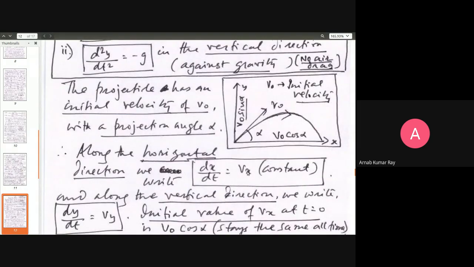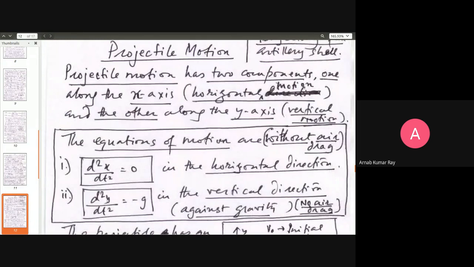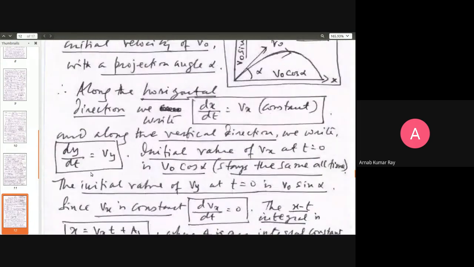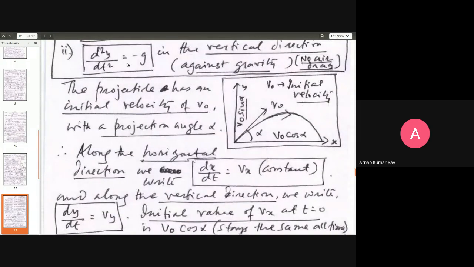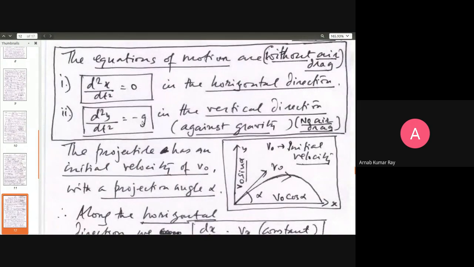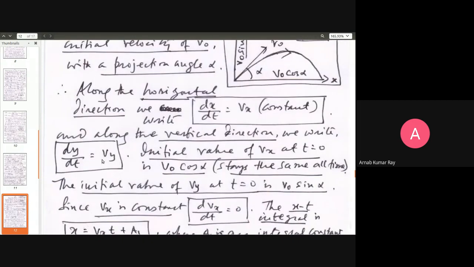dx/dt is a constant which we are calling v subscript x, the velocity along the x direction, and it's constant velocity. Along the vertical direction, dy/dt is equal to v_y. This will not be a constant, as we shall see, because d²y/dt² is equal to minus g. We'll come to that later. dy/dt is the vertical velocity.